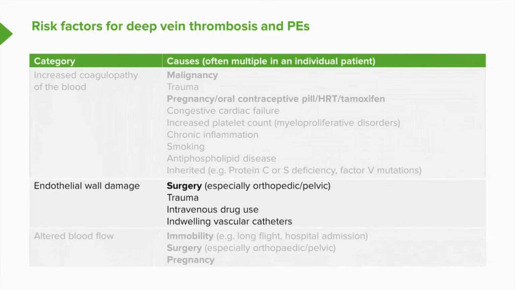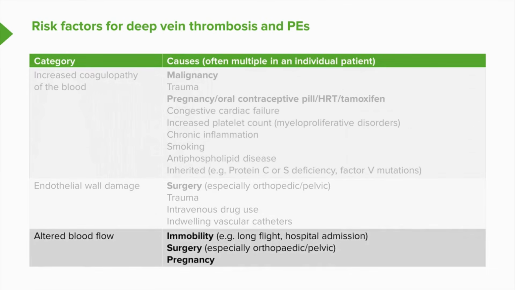Endothelial wall damage will make a clot more likely to occur, and this is most obvious in patients who've had pelvic surgery of some description, either gynecological or orthopedic surgery, in which case they have a very high risk of developing a DVT and then potentially a PE after that.